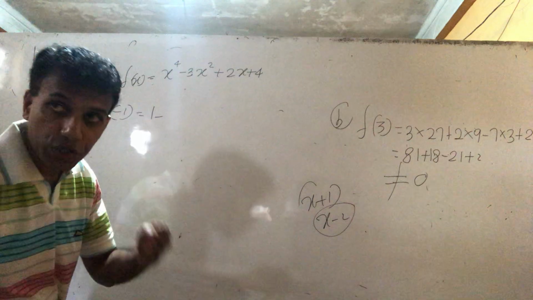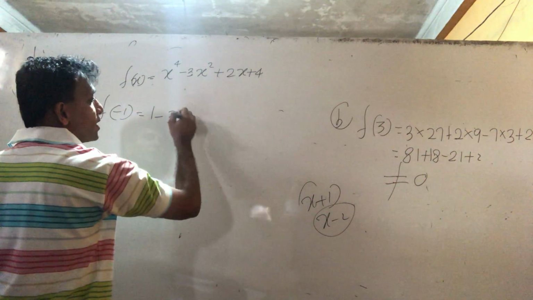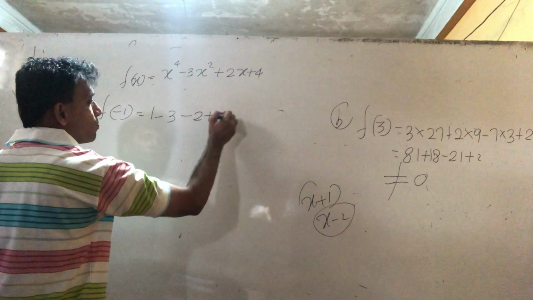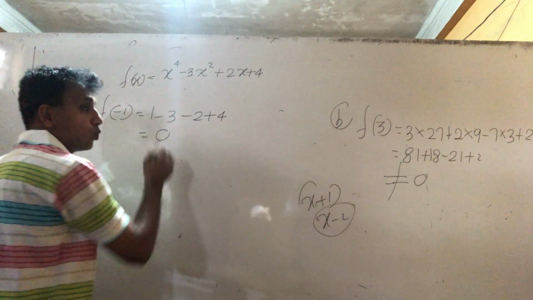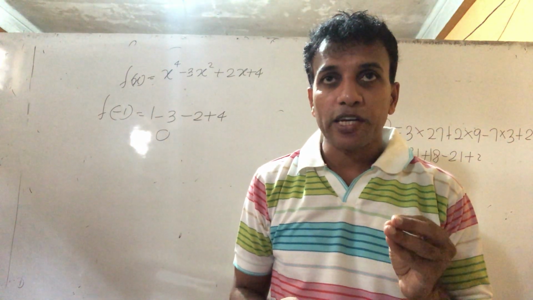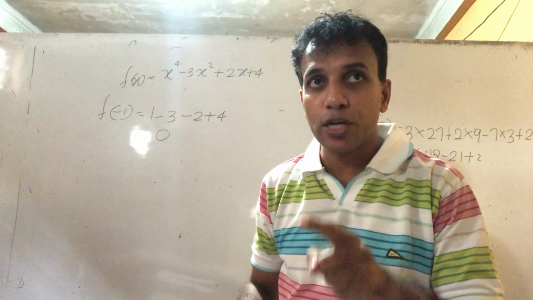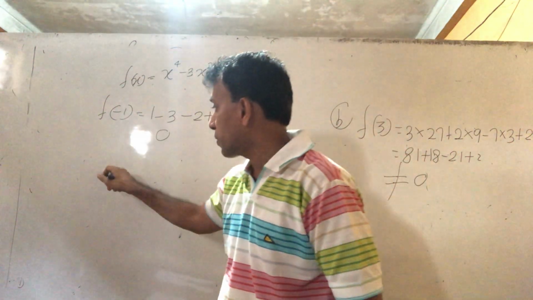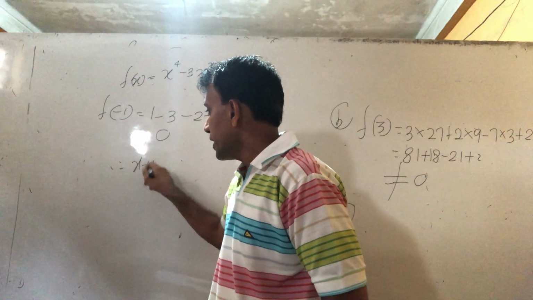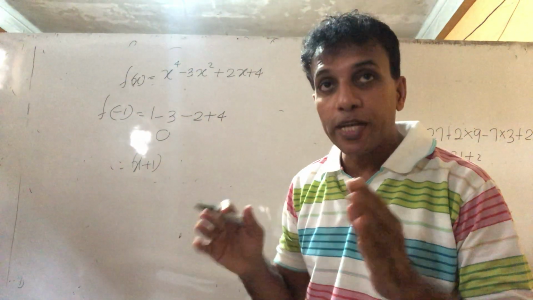X squared positive 1, therefore minus 3. Put x for minus 1, then minus 2 plus 4. Check that it is 0. So what the factor theorem says, in a function f of x, if you put x for minus 1, it becomes 0. Therefore, x plus 1 is a factor. Or we can call it divisible.